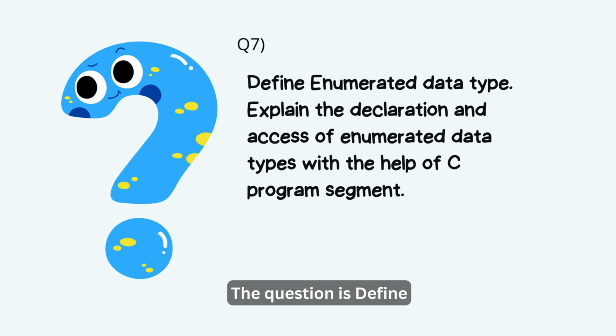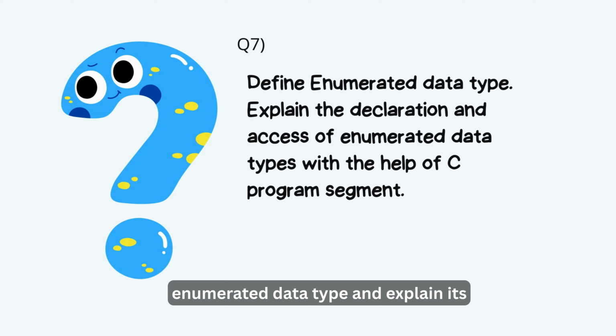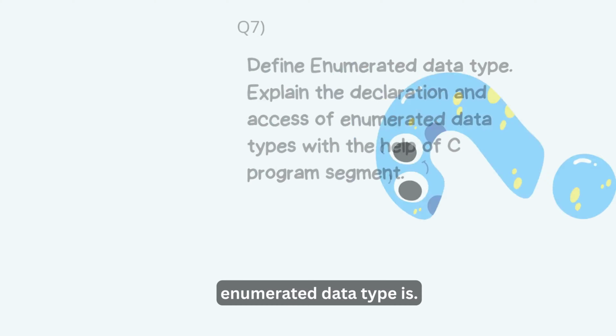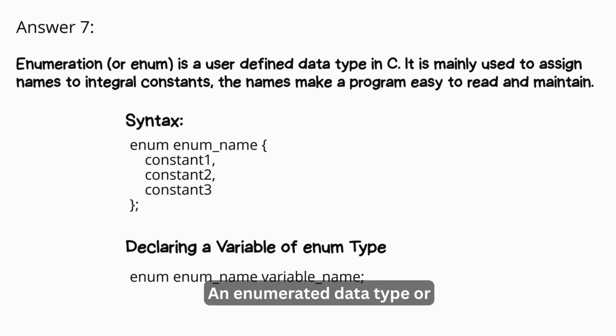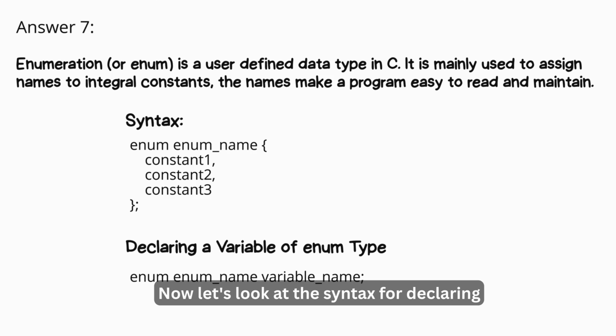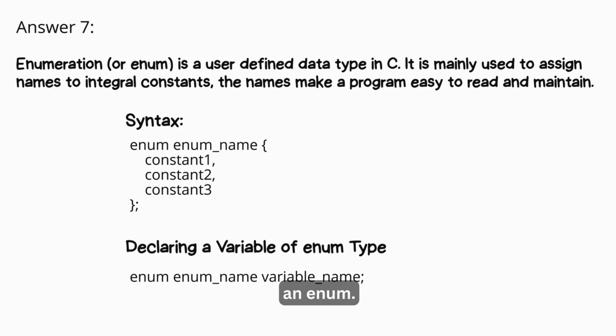The question is, define enumerated data type and explain its declaration and access with a C program. Let me first explain what an enumerated data type is. An enumerated data type, or enum, is a user-defined data type in C. It is mainly used to give meaningful names to integer constants. Instead of remembering numbers like 0, 1, 2, we use names which makes the program easy to read and easy to understand. Now let's look at the syntax for declaring an enum.